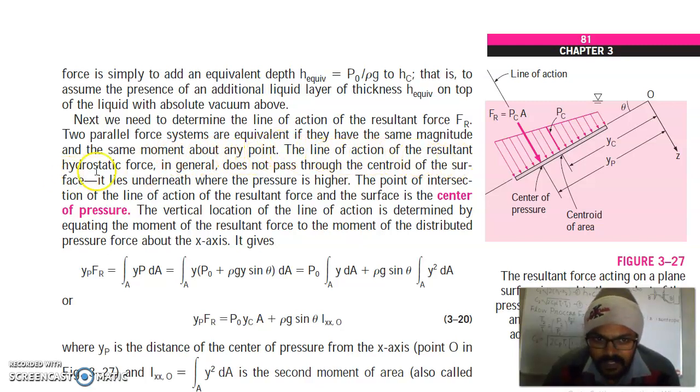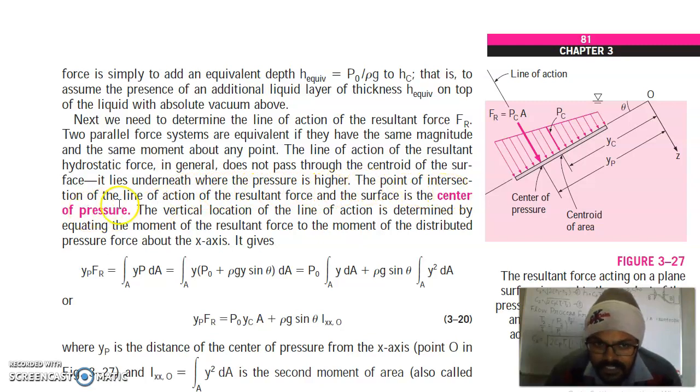The line of action of the resultant hydrostatic force in general does not pass through the centroid of the surface. So this is your centroid of the surface, but the line of action of this force will pass at a distance yp from this z-axis. This is your line of action here, while your centroid is here. On the line of action, pressure is higher as compared to at this point. It lies underneath, where the pressure is higher.